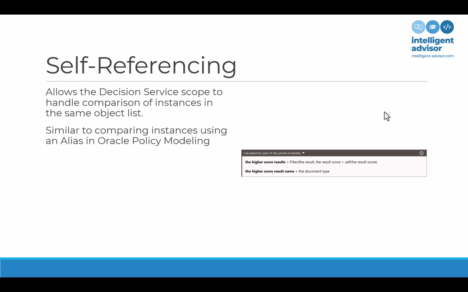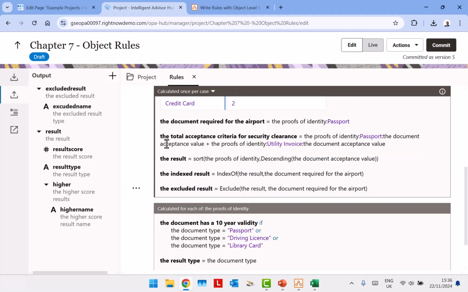Well, the same basic idea now appears in decision services and flows. You can see here I have a filter function, and I'm able to compare 2 instances of the result by looking at the result score and comparing the result score to another instance of the same object. So I'm able to do things like find the higher score results. Let's go and have a look at that in action.